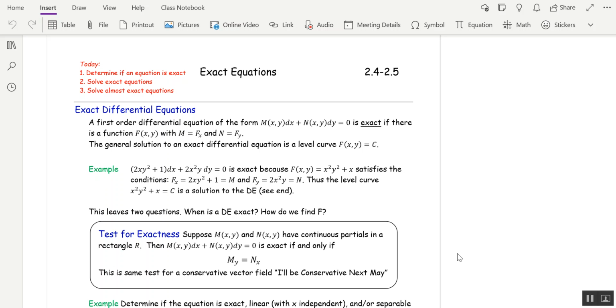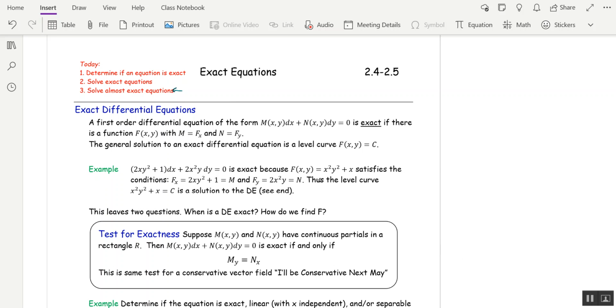Today we're going to cover two sections. Exact equations is 2.4, and then section 2.5 is almost exact equations. So it's not too much change from 2.4 to 2.5. So what is an exact differential equation?